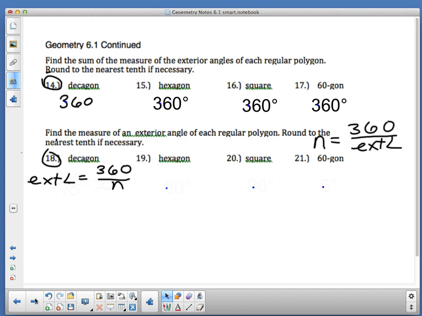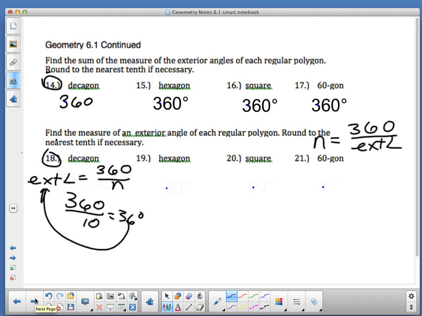People are like, are you kidding me, Bloom? You're just going to go 360 divided by 10? And you're going to come up with 36 degrees, and that's the measure of the exterior angle? One of them? I go, yep.